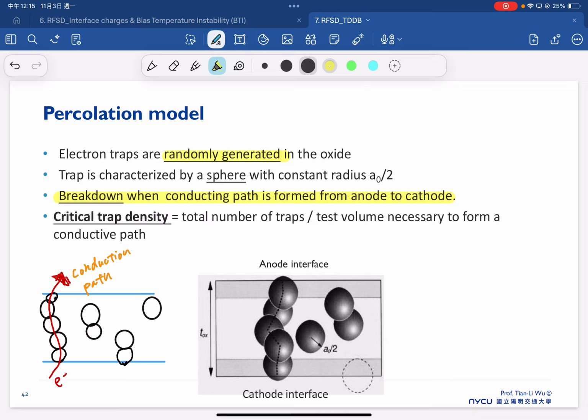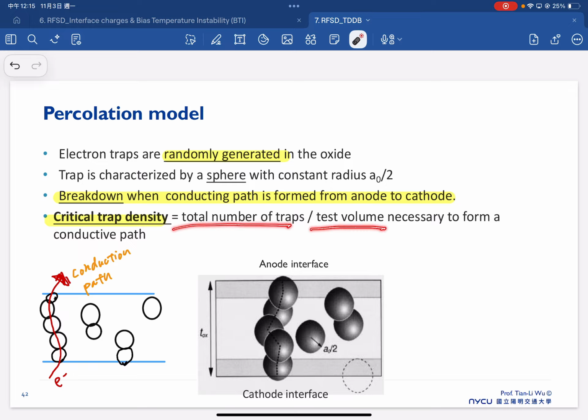The critical trap density can be calculated as the total number of traps over the test volume necessary to form a conducting path. That means no matter what kind of stress you use, high field or low field, as long as it reaches this critical trap density that forms a conducting path, we will have the TDDB, the time-dependent dielectric breakdown.